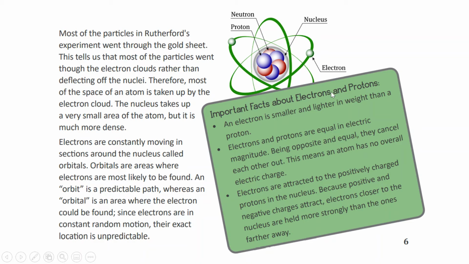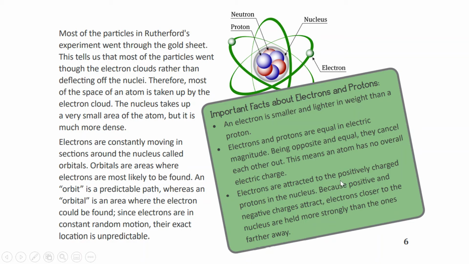Important facts about electrons and protons. An electron is smaller and lighter in weight than a proton. Electrons and protons are equal in electric magnitude. Being opposite and equal, they cancel each other out. This means an atom has no overall electric charge.